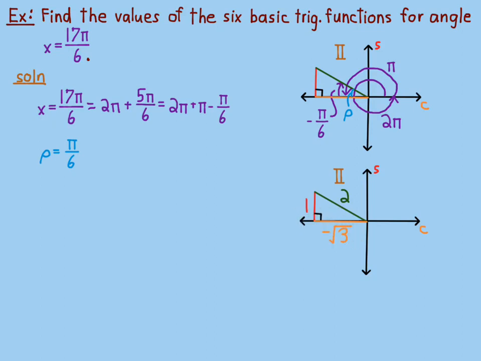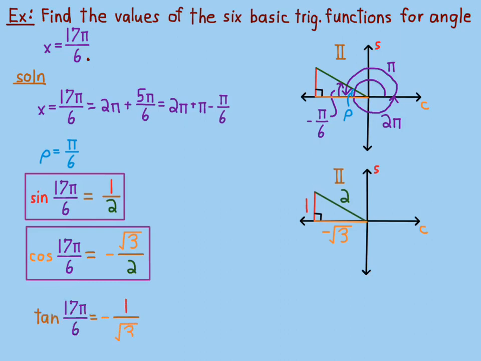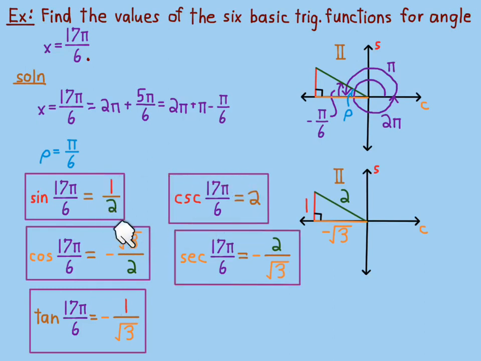And then I can just read all the trig functions right off of that, just using opposite over adjacent and all that stuff. So sine 17 pi over 6 is opposite over hypotenuse, that's 1/2. Cosine is adjacent over hypotenuse, that's negative square root of 3 over 2. Tangent is opposite over adjacent, which is negative 1 over square root of 3. Cosecant is 1 over sine, so that's just the reciprocal of sine, which is 2. So I'm just reading off of here. I don't have to look at the triangle anymore if I don't want to.